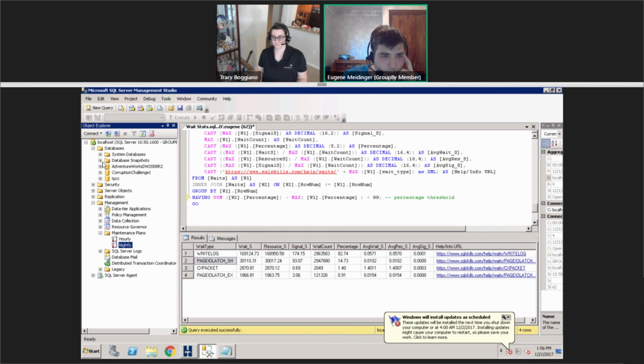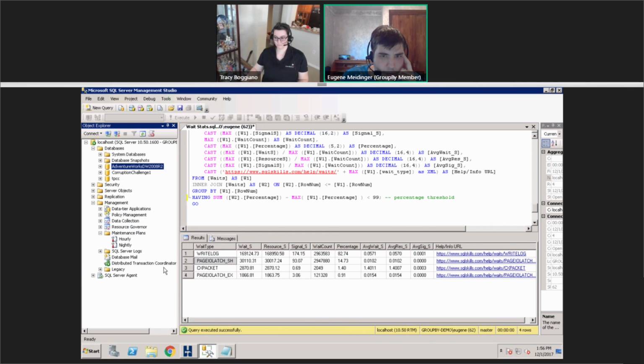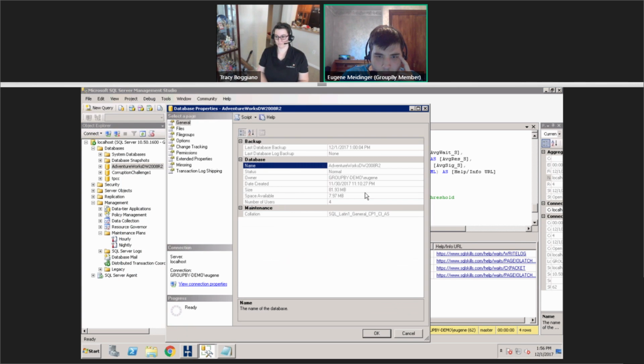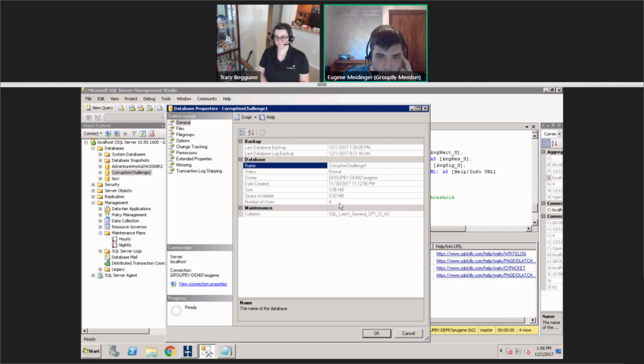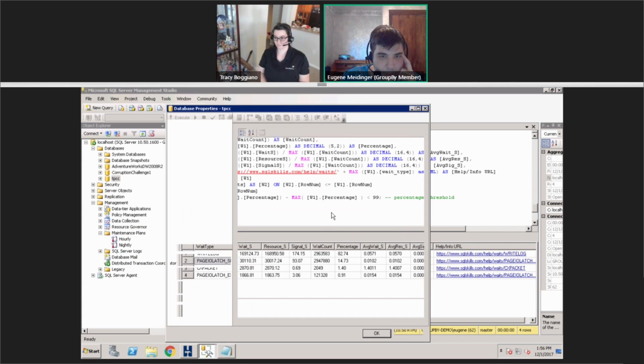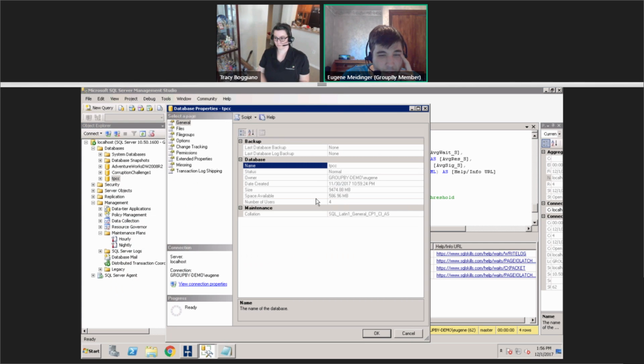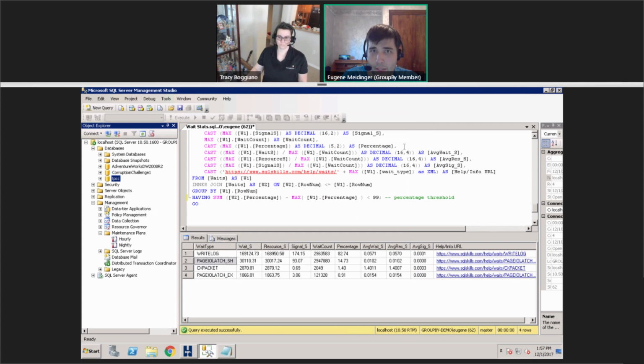So if we don't want system AdventureWorks, let's see how big that is. 90 megabytes, okay, that's small. See how big Corruption Challenge is. 3 megabytes, okay. Let's take a look at this TPCC. Okay, that's 9 or 10 gigabytes. That's way more than 2. I have the RAM, I want it in RAM, right? But let's take a look at page life expectancy to see how that's impacting the performance of the database.